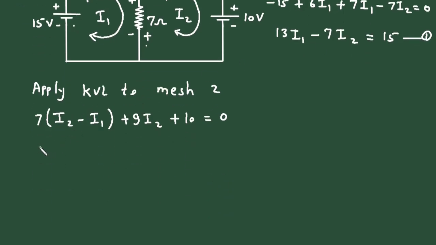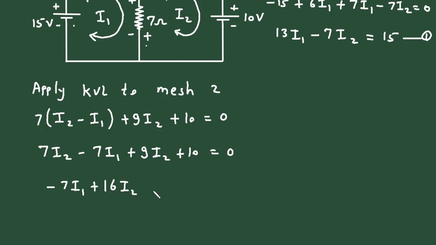Now here this will be 7I2 minus 7I1, then plus 9I2 plus 10 is equal to 0. Now if we simplify it, so it will be minus 7I1, then this will be 7 plus 9, so it will be plus 16I2 is equal to, if we take this plus 10 on right side, then it will be minus 10. So let's say this is equation number 2.